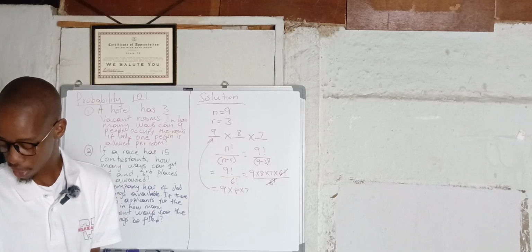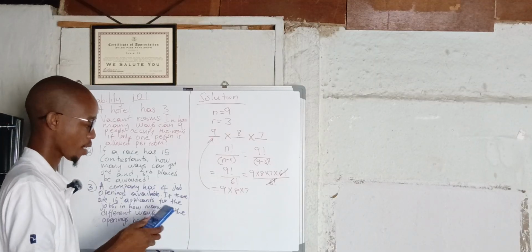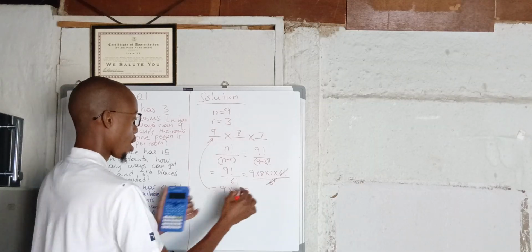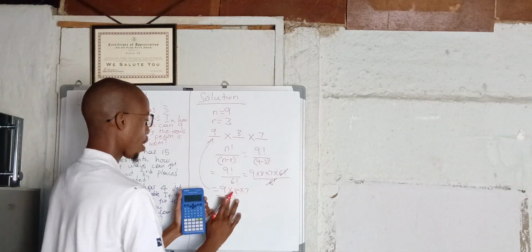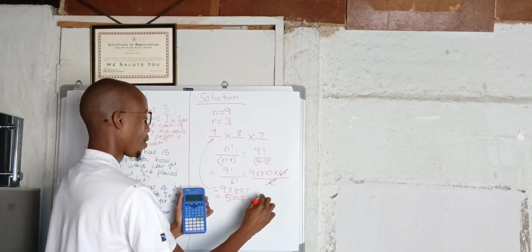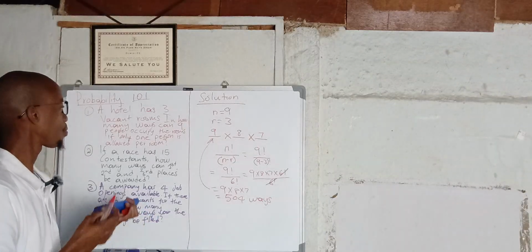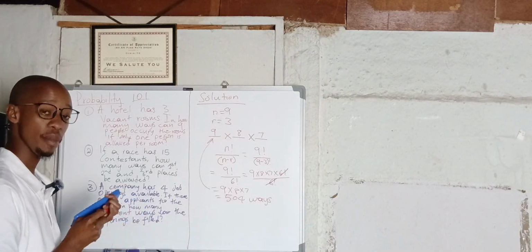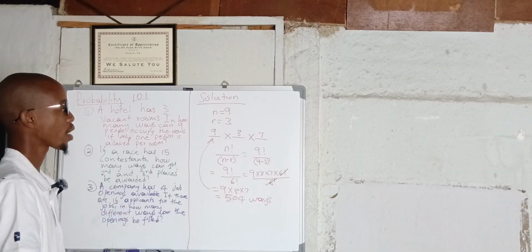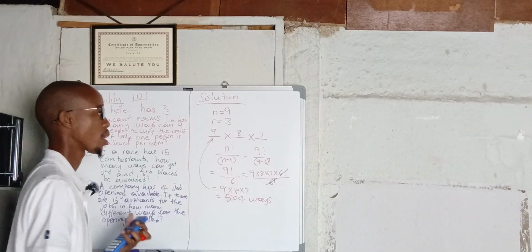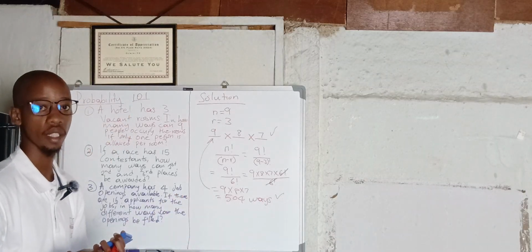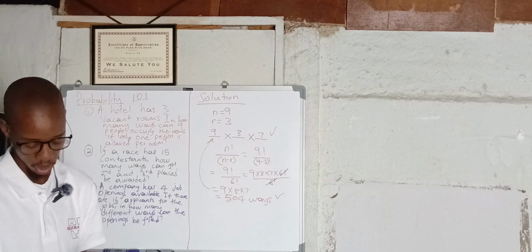Now let's use a calculator to find the final answer. 9 multiplied by 8 and 7, 504 ways. So we will be having 504 ways in which 9 people can occupy these 3 rooms. So this is the first question, and this is how you answer it. You can use the first method, kudos. Use the second method, still okay. So we jump to question number 2.